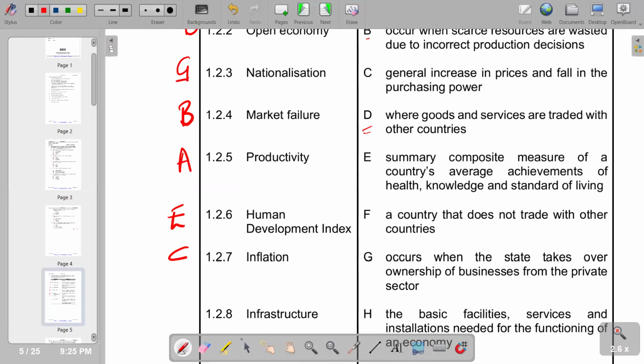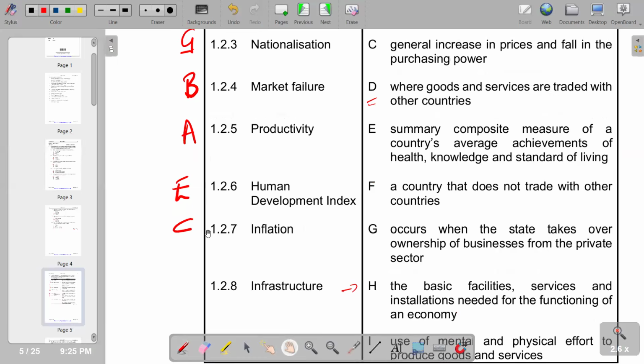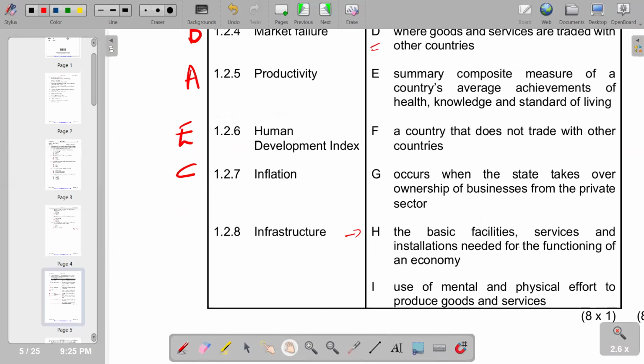Then infrastructure. We have H there, describing the basic facilities, services, and installations needed for the functioning of an economy. So we have H as the most appropriate, that is really explaining infrastructure. Basically, this is the last part that we have in terms of our 1.2.